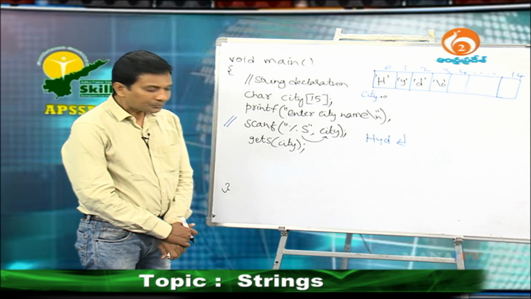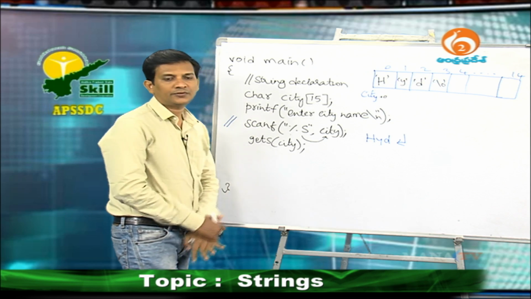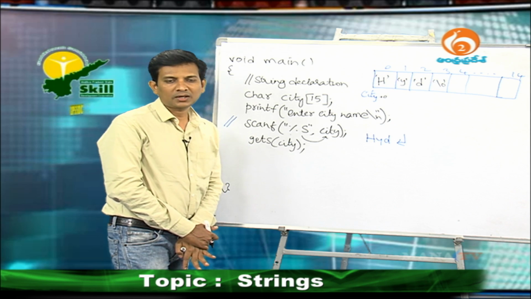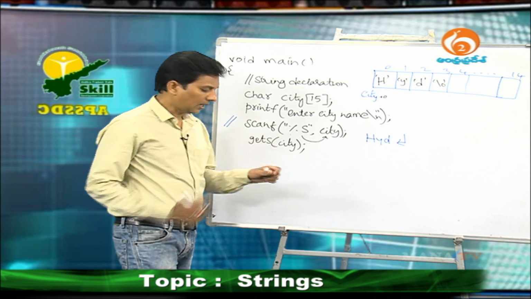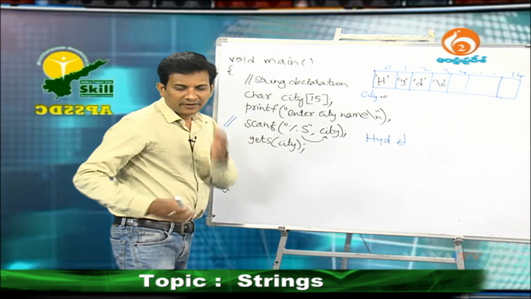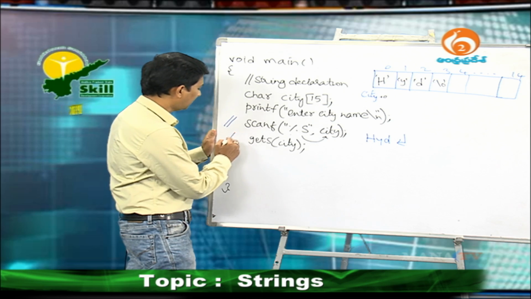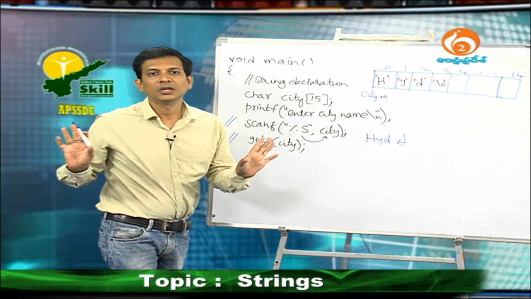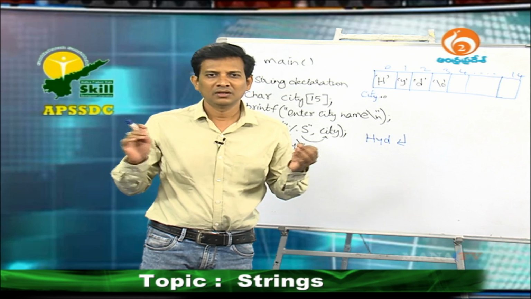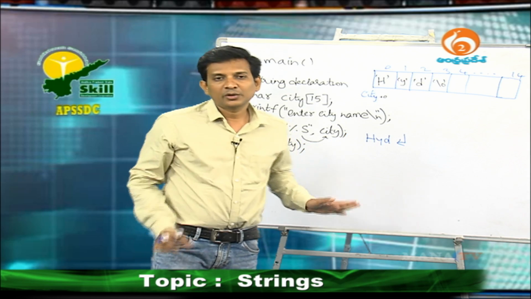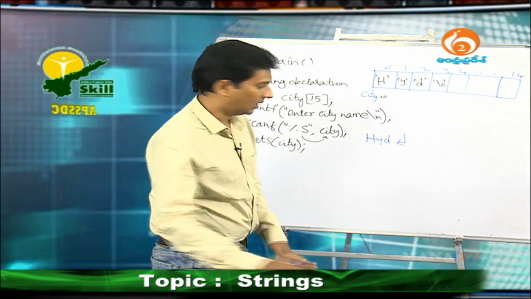What is the difference between the scanf and gets function here? I will tell you one example. For example, I am not using the gets function. I want to use only scanf, because we have already worked with scanf several times. We are new to gets, but I want to use only scanf. I want to store something like this.